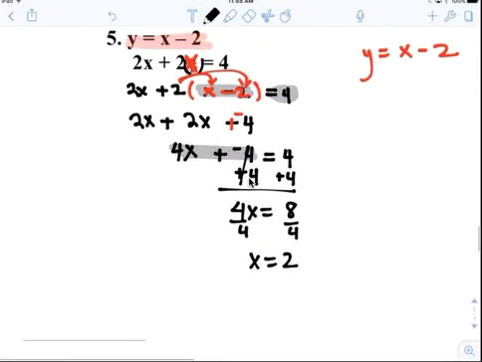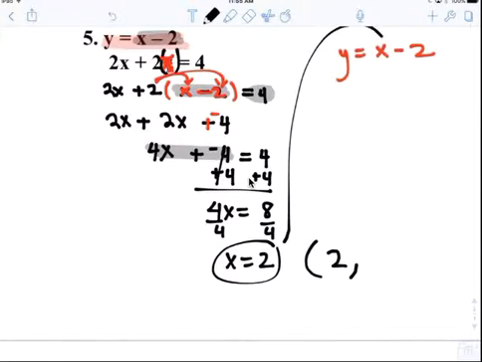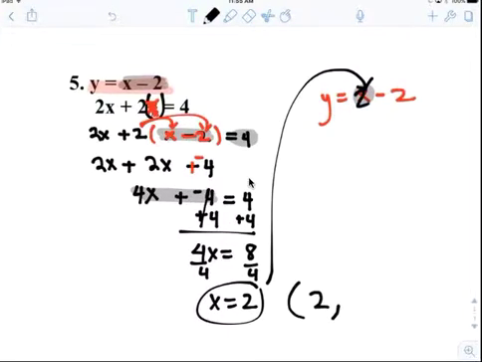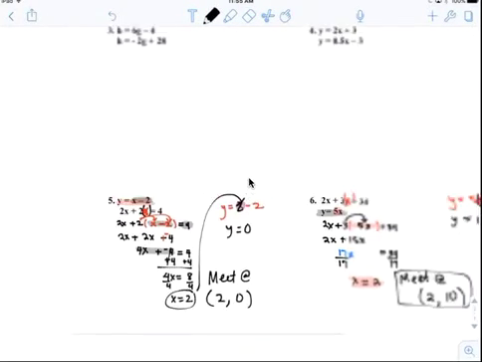Okay? 2, and then you take this answer, substitute it into here, right in there you put that 2 that you got. 2 minus 2 is 0. So the graphs will meet at (2, 0). Meet at (2, 0). Okay, and then you do the same.